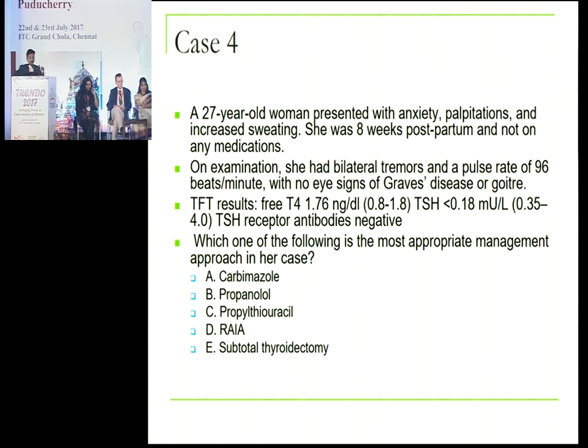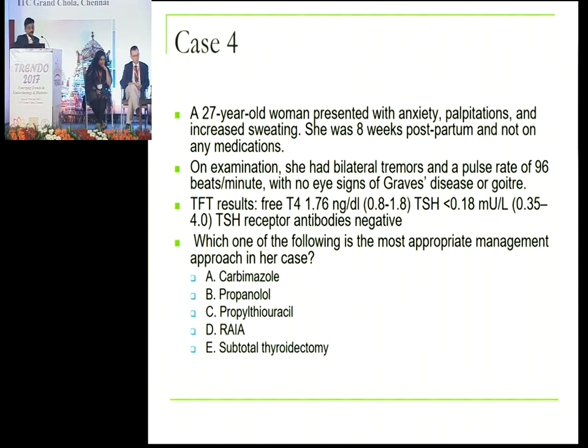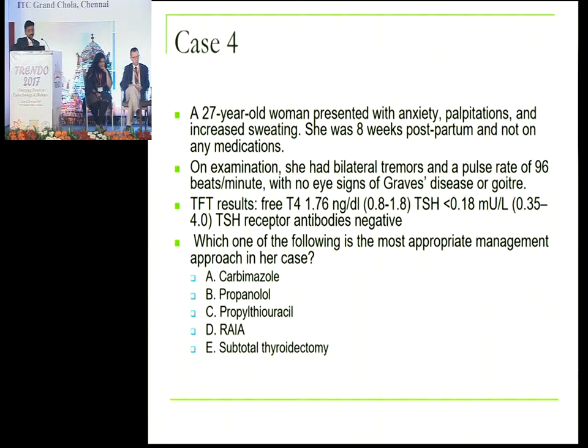Okay, the fourth case, so this is the postpartum thyroiditis case. It's a case of a 27-year-old woman who presented with anxiety, palpitation and increased sweating, and she's 8 weeks postpartum, not on any medication. She didn't receive any thyroid or anti-thyroid medication during the pregnancy. On examination she had bilateral tremors, a pulse rate of 96 per minute, and no eye signs or goiter. Free T4 was in the upper borderline, TSH is decreased, and TSH receptor antibodies are negative. Which one of the following is the most appropriate management?